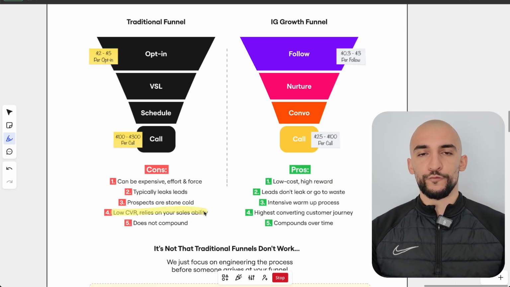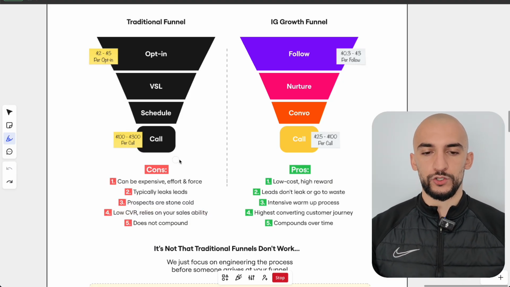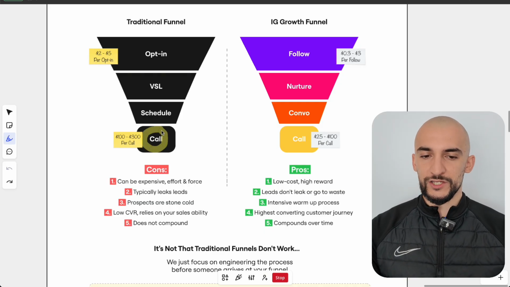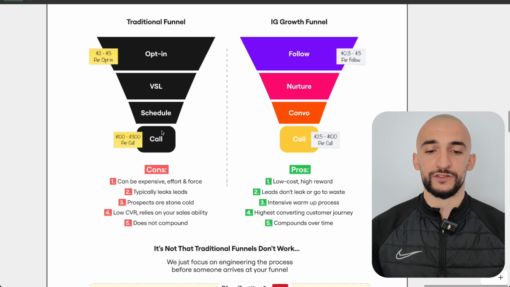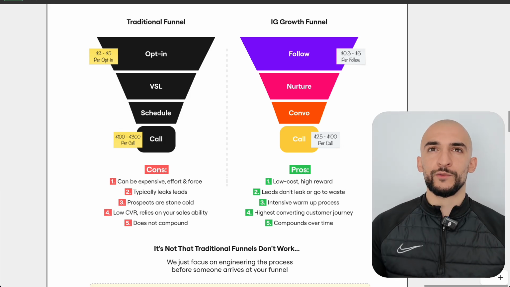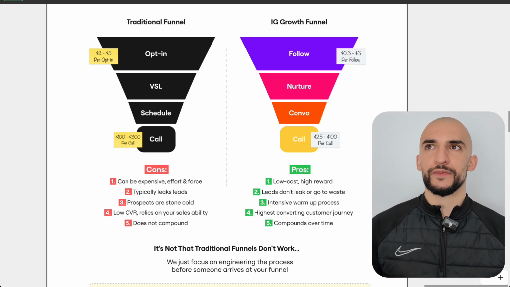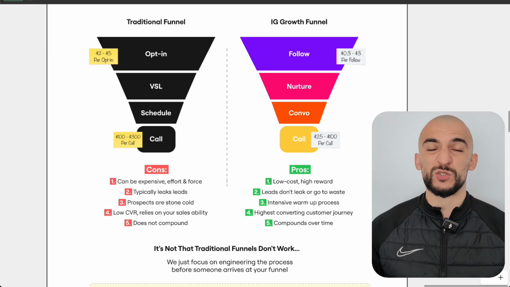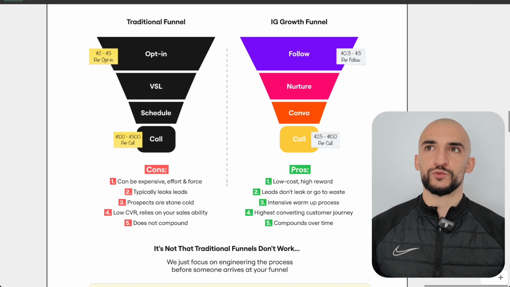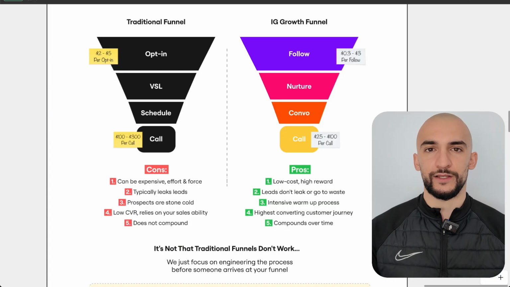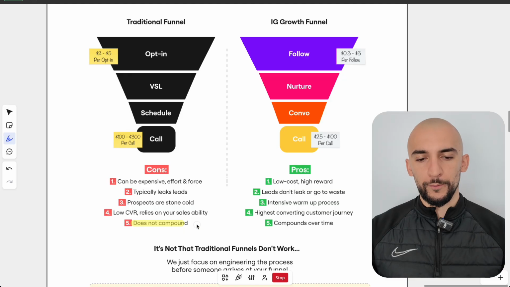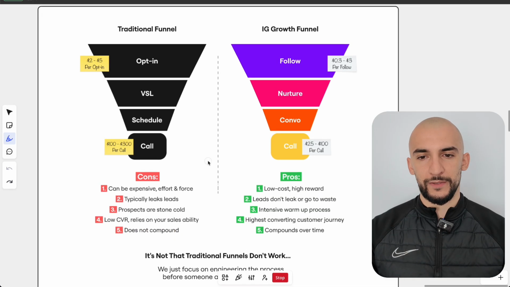So the fourth point is low conversion rate. You are going to be relying on your sales ability when it comes to the call, which isn't necessarily a problem for some people, but some of the clients we work with are great at coaching and very creative people, but they're just not that good at selling or convincing or persuading. And that's not a problem, because when you use the right system, you don't have to do all of that stuff. And that's what I'm walking you through today. And also, it doesn't compound. I'm going to walk you through what I mean by that in just a moment.